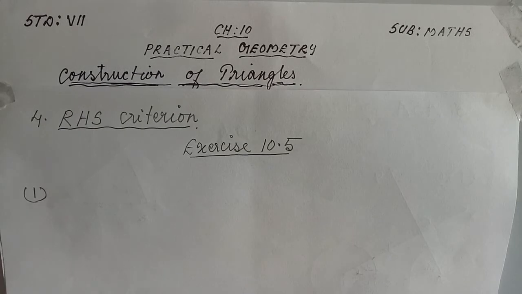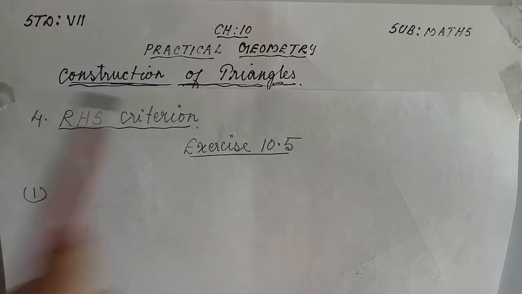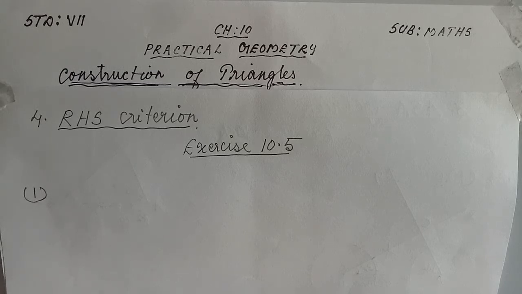Okay. So next, how to construct a right angled triangle when the length of one leg and its hypotenuse are given. That is RHS criterion. So exercise 10.5. So listen to the first question. Construct the right angled triangle PQR where measurement of angle Q is equal to 90°, QR is equal to 8 cm and PR is equal to 10 cm. As we had done earlier, here also we will draw one rough figure.